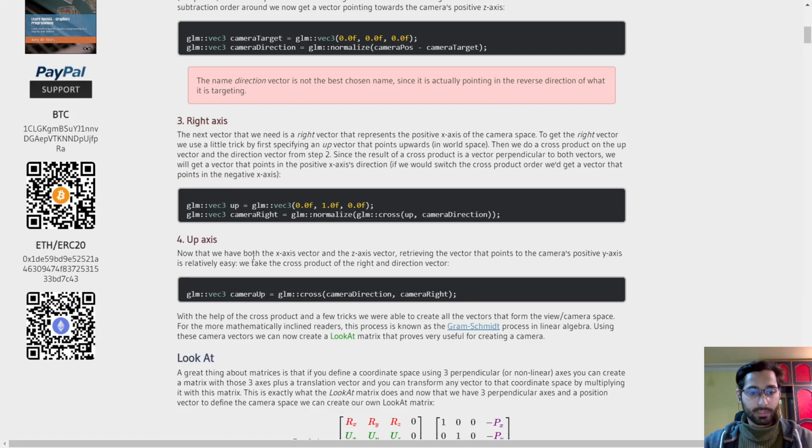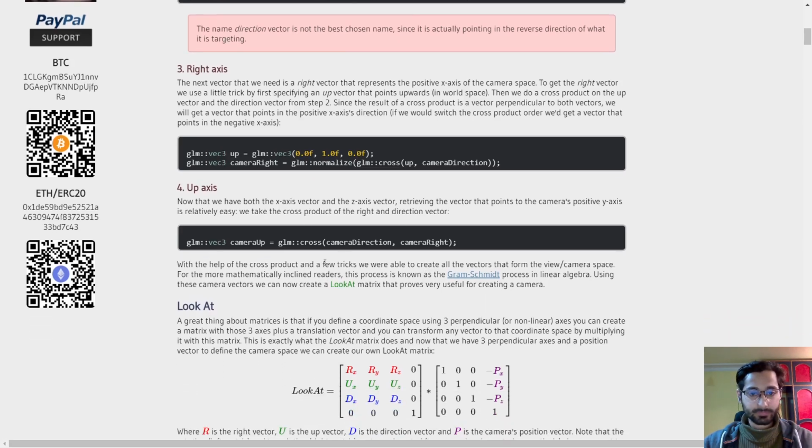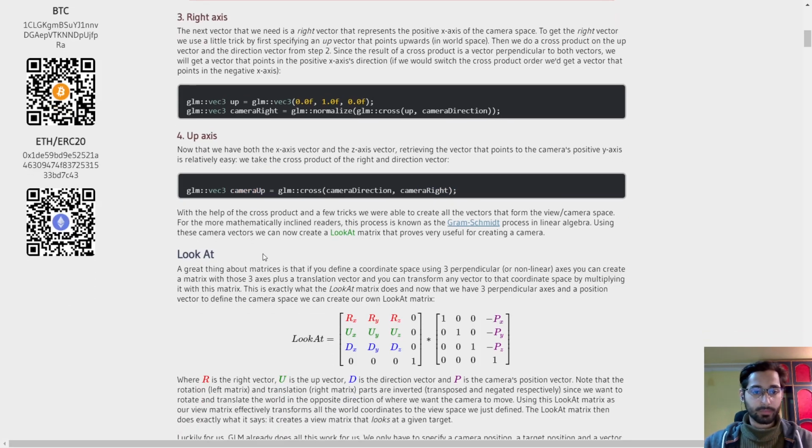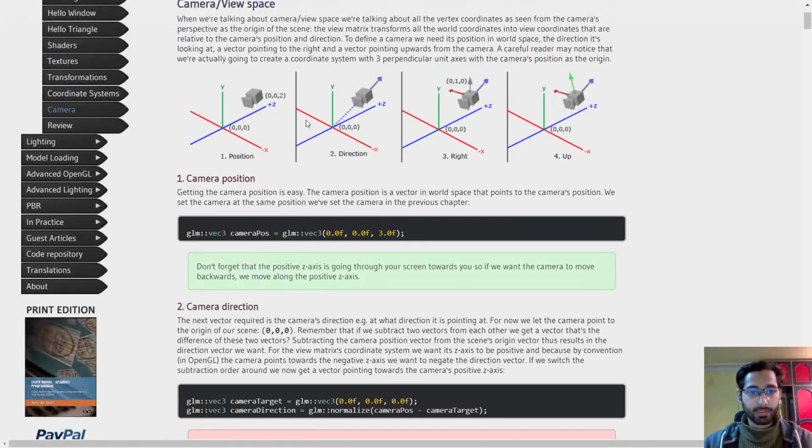Now that we have both the x-axis vector and the z-axis vector, retrieving the vector that points to the camera's positive y-axis is relatively easy, because it's also going to be a cross product. We take the cross product of the right and the direction vector. Cross producting the camera direction and the camera right will give us the camera up vector. So now we are armed with the camera's position, the forward vector, the right vector, and the up vector.